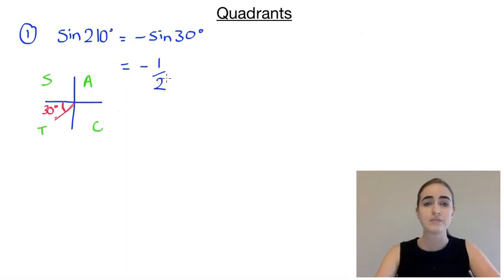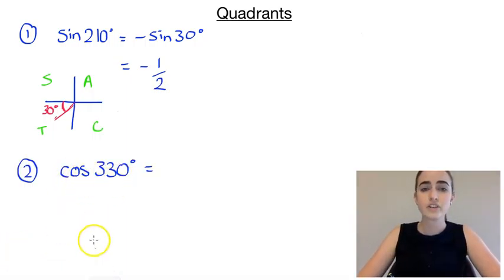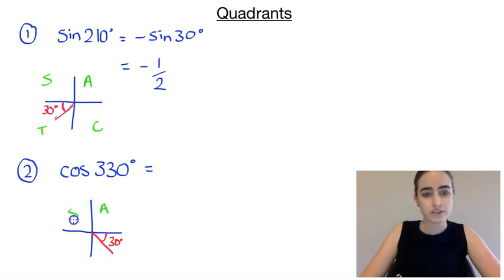Let's have a look at one more example. So our next example is cos 330 degrees. So we start the same way, we'll draw a little diagram. 330 degrees is going to be in our fourth quadrant, so it's going to be over this direction somewhere. If that's 330 degrees, then our related angle in there will be 30 degrees again. And then we know all stations to central, so cos is positive in this quadrant.